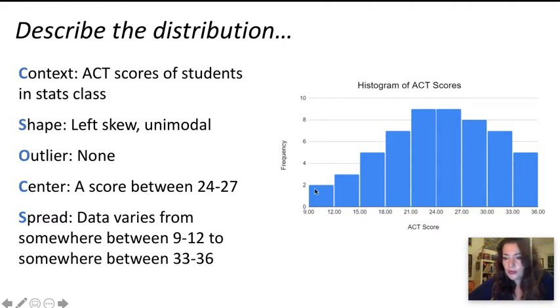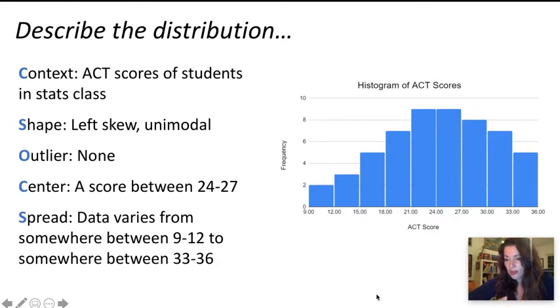Now, outliers, there doesn't seem to be any, and later we will talk about how we actually calculate an outlier. The center is somewhere between 24 and 27, so it would be in this bin right here. And then the spread. So the data varies from somewhere between 9 to 12, so somewhere from the first bin to the last bin. That would be your spread.